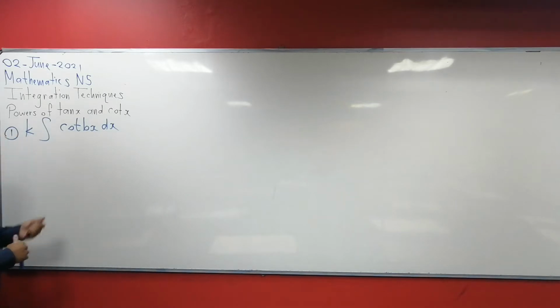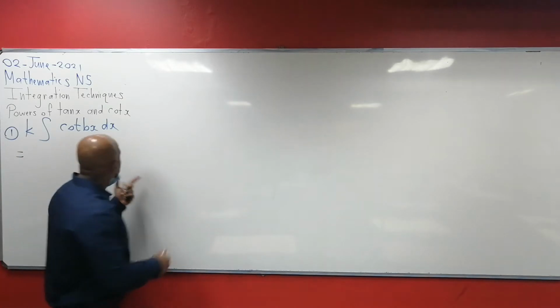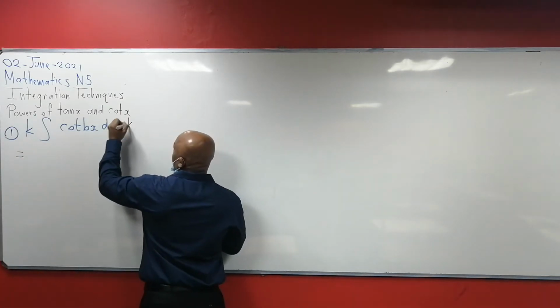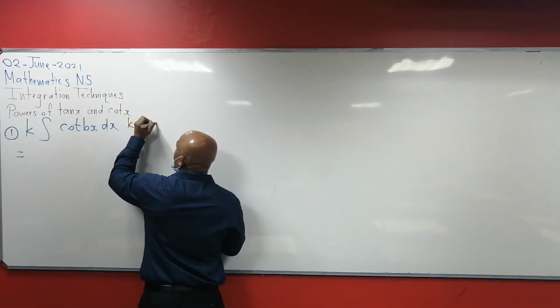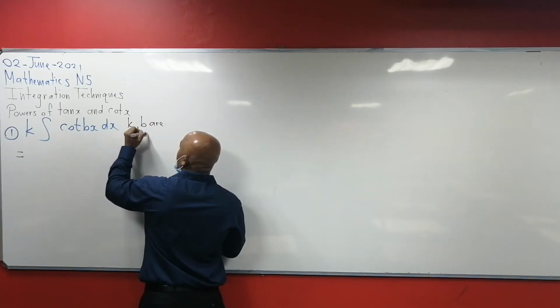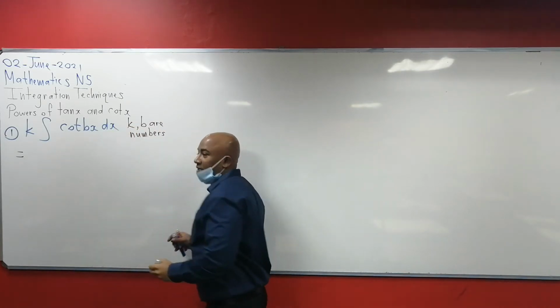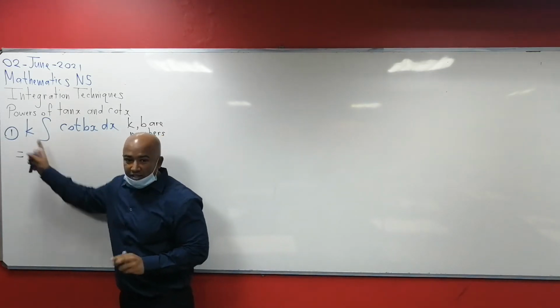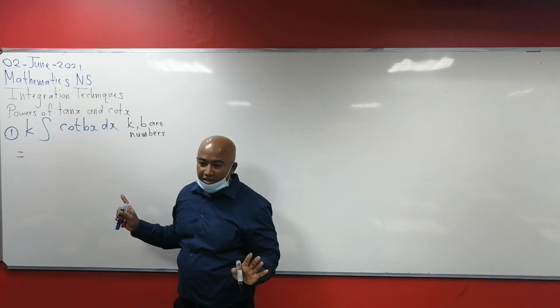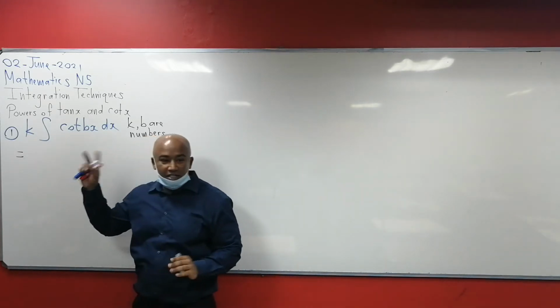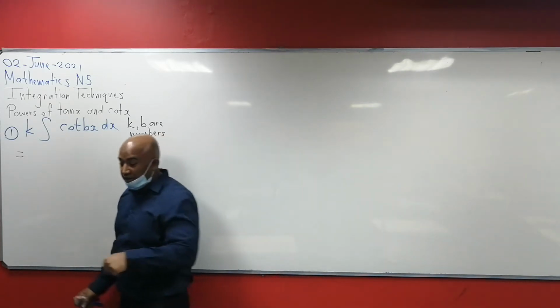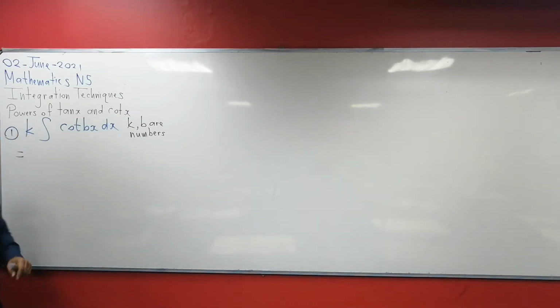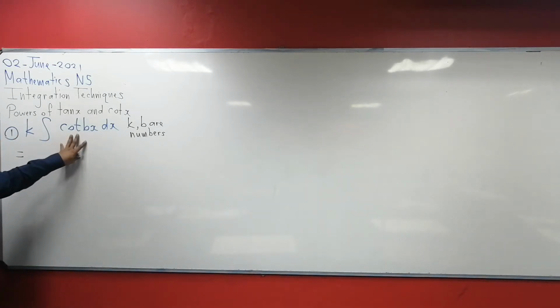So the answer here is just that. Well, remember, before we start with this, k and b are numbers. They represent numbers. So if there was an x here, it would be something completely different. If I had an x here, it's something called integration by parts, which we're coming to at the end of this chapter.